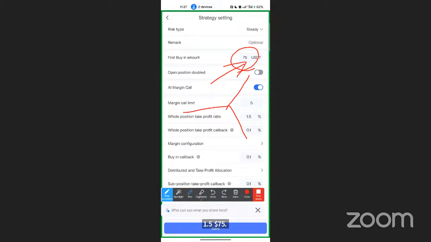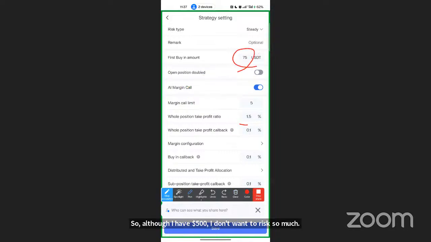The reason why I'm using 15% of my capital is that there is a chance I enter a coin, and instead of going down, it just goes up. So although I have $500, I don't want to risk so much. Let this help me. I will make 1.5% of my $75. Is it clear? But if the market turns against me and it starts dropping, let my robot buy 5 times.